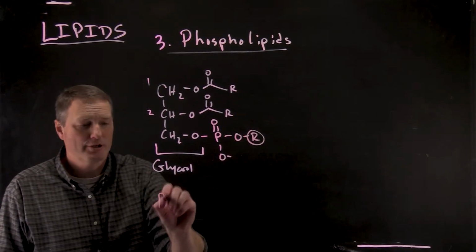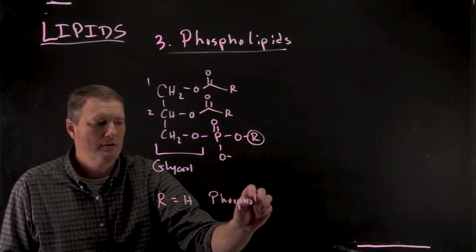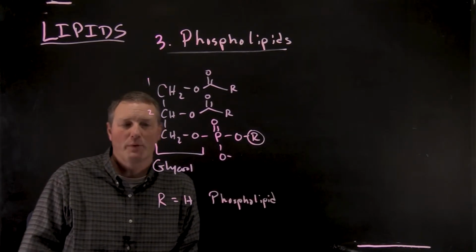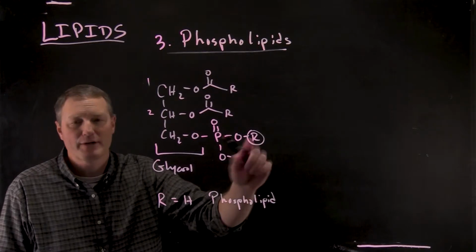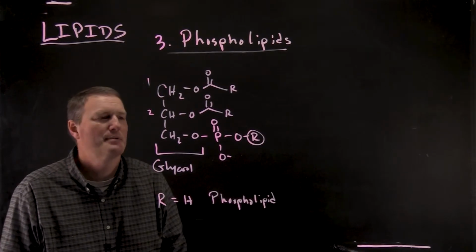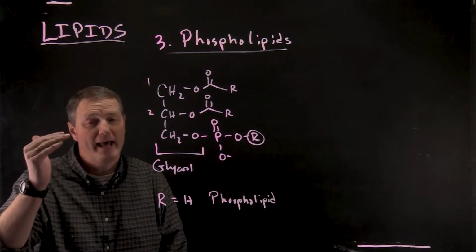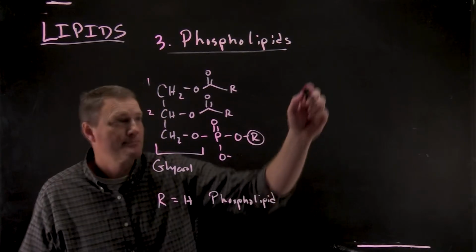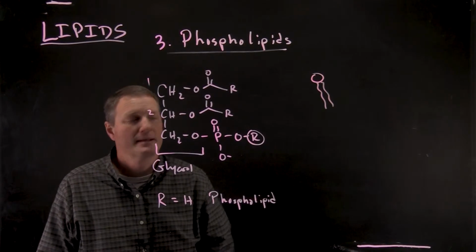The R could be an H. If R equals H, we just have a simple phospholipid. In other words, if this is just a normal phosphate, we would just call it a phospholipid. I won't go too much into this, but cells can modify this R group and put other groups on here to tweak the properties of the phospholipids. But one of the really interesting things that happens with phospholipids, as opposed to fatty acids and triacylglycerides, is that when you put these into water, something very dramatic happens. So I'm going to abbreviate one of these phospholipids like this.